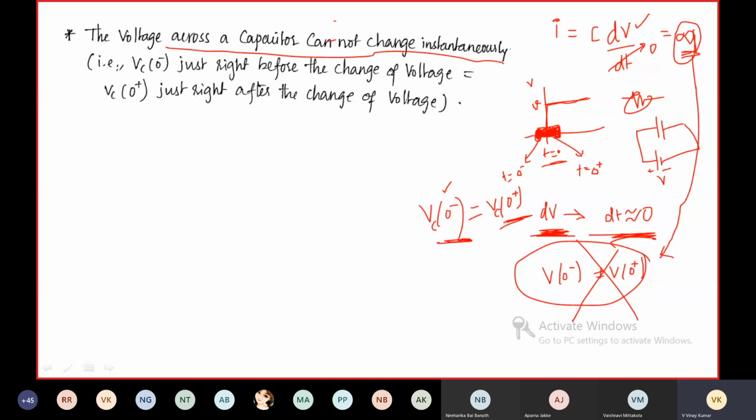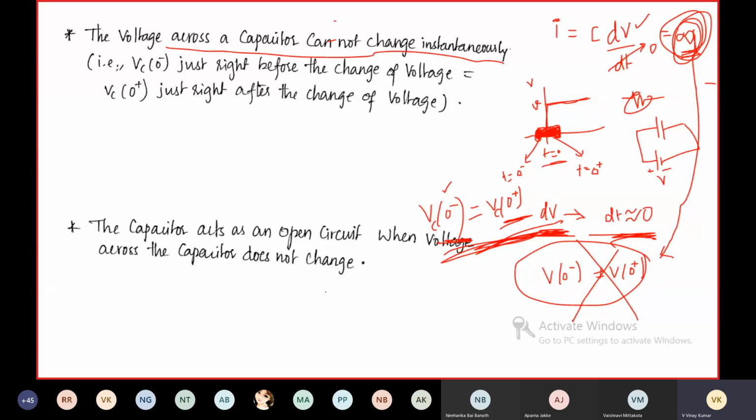In the case of an inductor, current through the inductor cannot change instantaneously. Similarly, in the case of a capacitor, the voltage across a capacitor cannot change instantaneously. If voltage across the capacitor changes instantaneously, I have to pass an infinite amount of current through the capacitor, which is impossible. That's why voltage across a capacitor cannot change instantaneously.